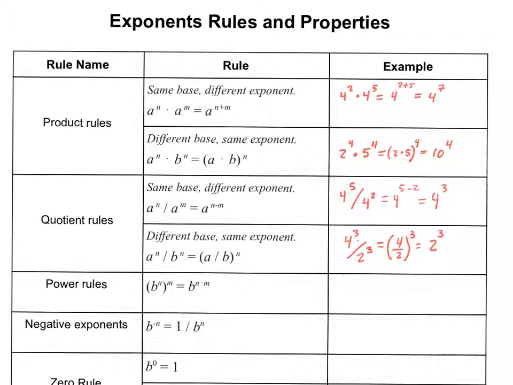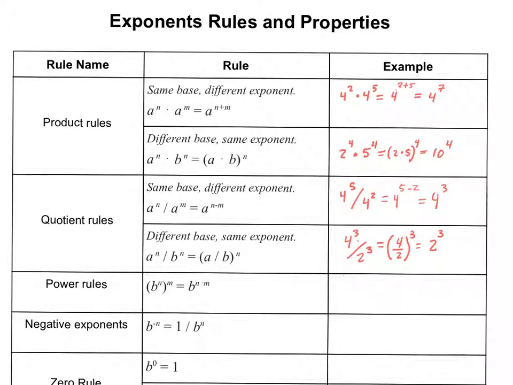Now we're going to be working with power rule, or also known as product of powers. That is how your book calls it. So we have a base raised to a power, and now that base with that exponent is also being raised to another power. So when you have one base and two different exponents, then you're going to be multiplying the exponents.